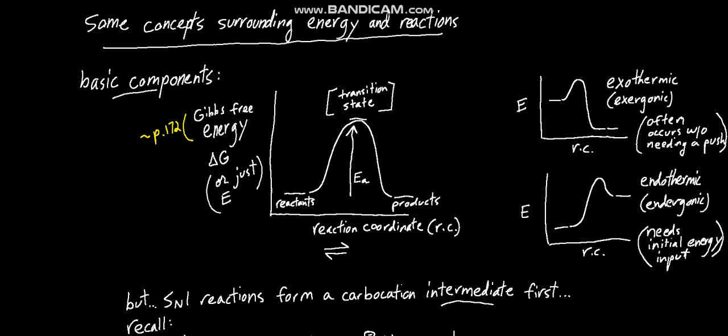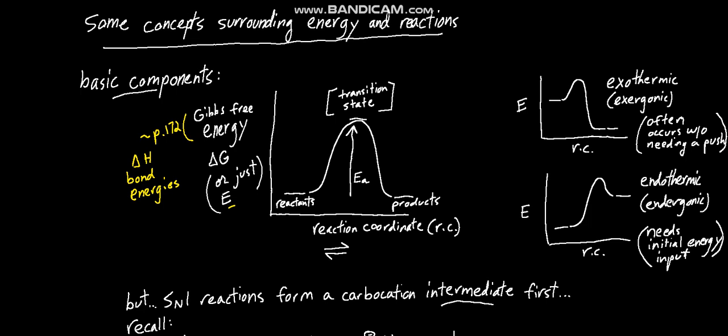Gibbs free energy has various components, including enthalpy, delta H, which is probably the largest component of it. And a lot of enthalpy is bond energies. But we can, in fact, just abbreviate this axis as energy.